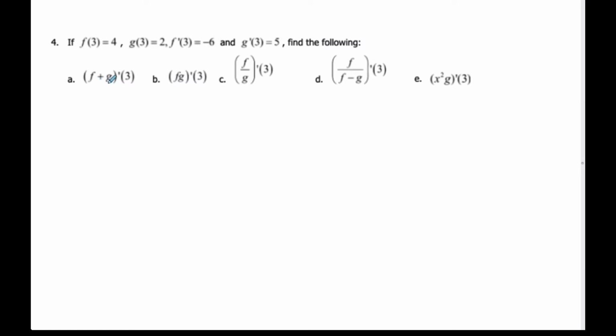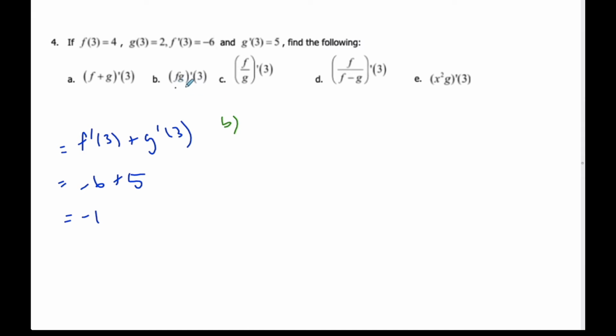When I add two functions together, I get a new function. And so this, if I want to do it, is just simply going to be f prime at 3 plus g prime at 3. And so I know that f prime at 3 is -6 plus g prime at 3 is 5. And so this would give me -1. Moving to question B.